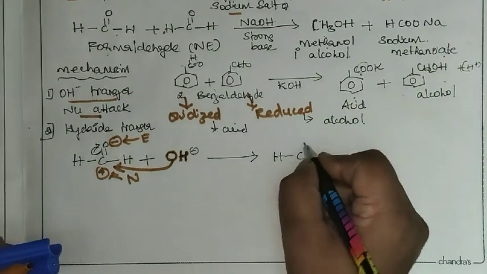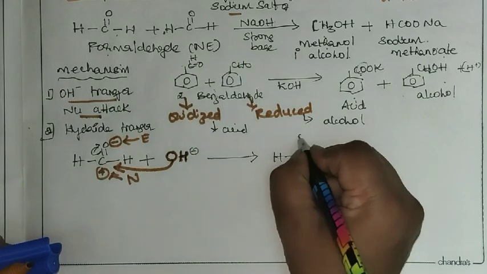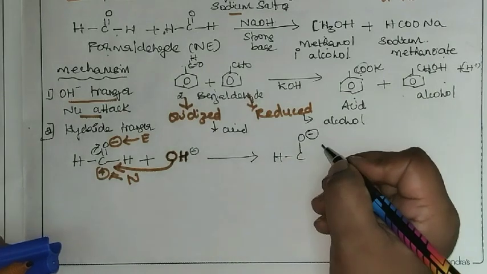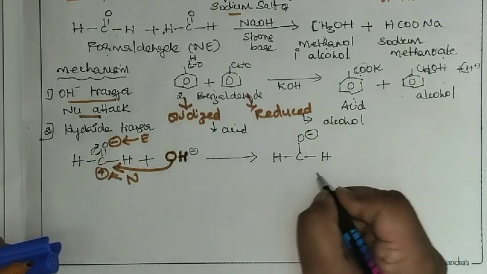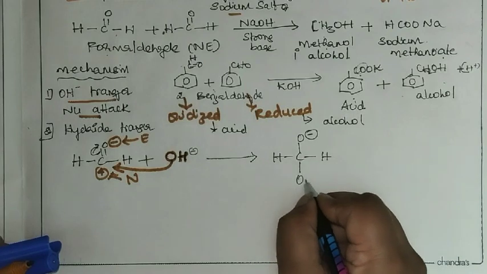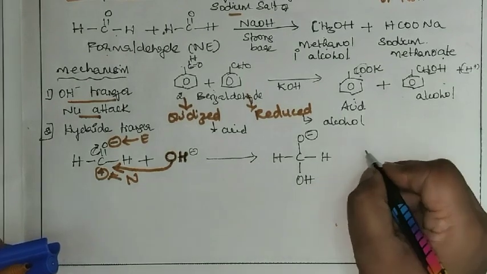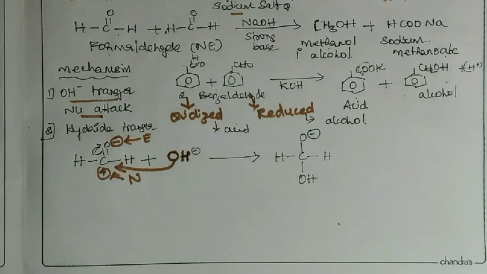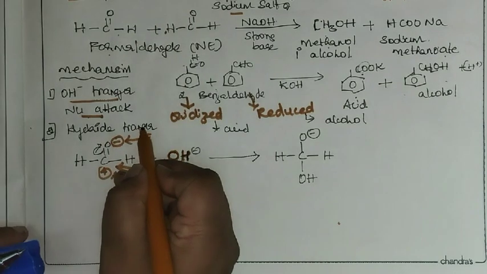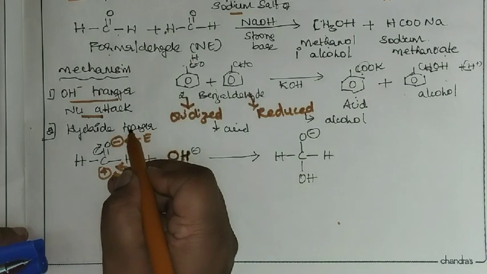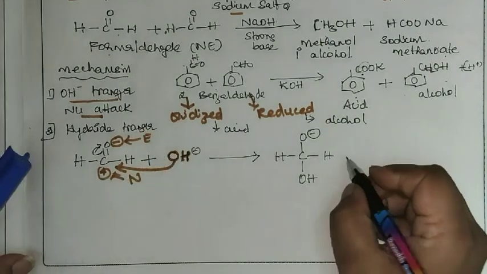The electrons are taken by oxygen, so you will get a negative charge, and the hydroxide ion attacks here. So this is the first step involved in the Cannizzaro reaction. And what is the second step? That is hydride ion transfer. So let's see how the hydride ion will transfer.